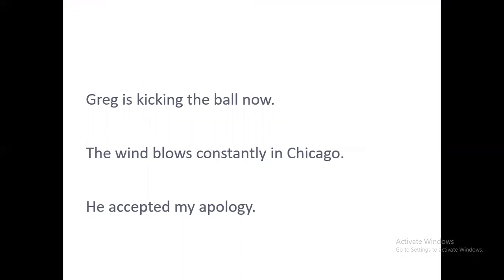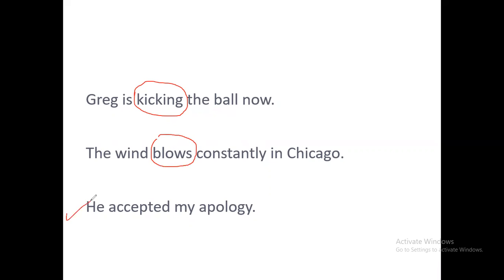Here we have: Greg is kicking the ball now. Kicking is the action verb. It describes what Greg is doing. The wind blows constantly in Chicago. So where is the action verb? The action verb is blows. The verb blows describes what the wind does.